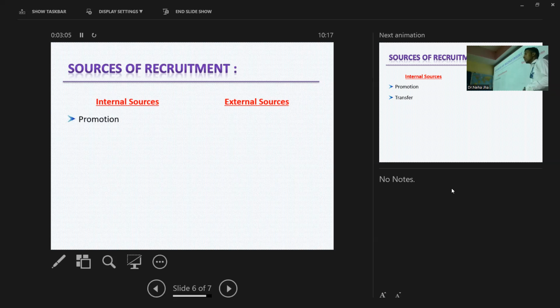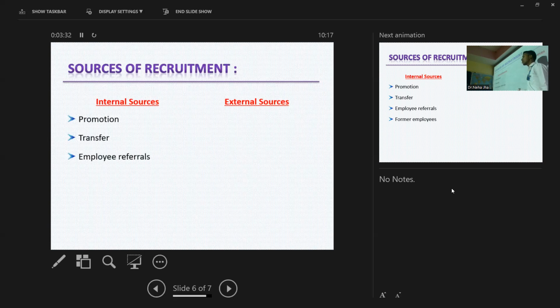First is promotion. Promotion is a part of internal sources in which a current employee who is working in the organization is promoted to a higher post. Second is transfer. The employees get transferred to other branches in the same organization.